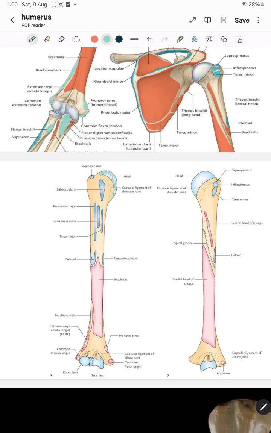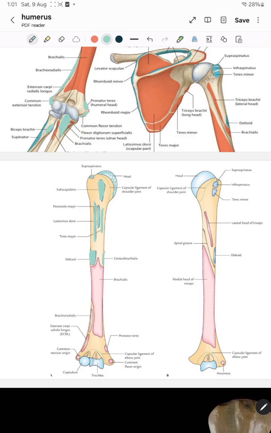This is the head. Supraspinatus on the upper impression on the greater tubercle, subscapularis on the lower, lesser tubercle, pectoralis major on the lateral lip of the intertubercular sulcus, latissimus dorsi in between the two majors. The two majors are the teres major and pectoralis major. Deltoid muscle on the deltoid tuberosity.